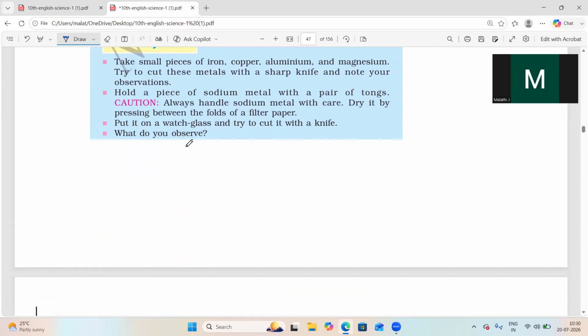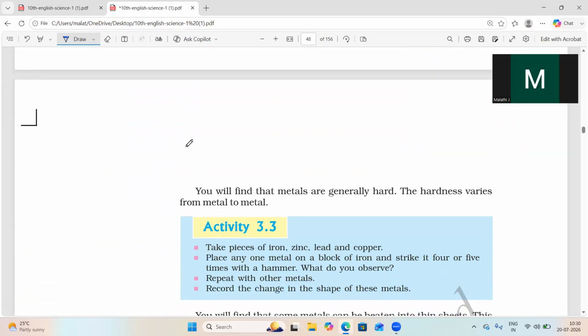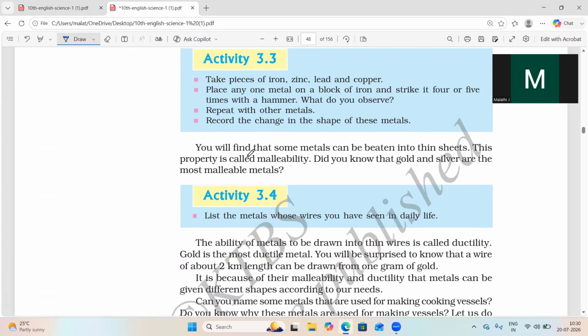If you touch the metal, by touching itself we can know that metals are generally hard. And most of the metals, if you observe, are solids. One more thing: if you take a metal, it can be beaten into thin sheets. That is called malleability. What is malleability? They will ask. Metals can be beaten into thin sheets, and that is called malleability.